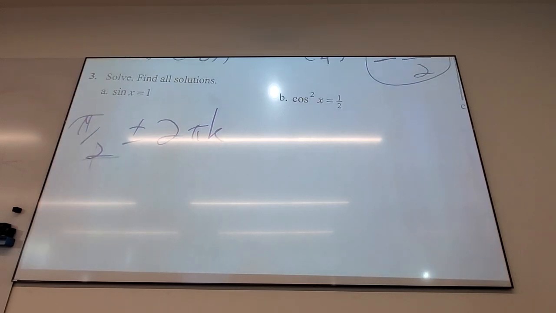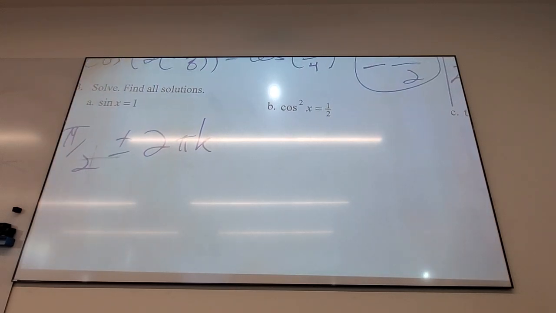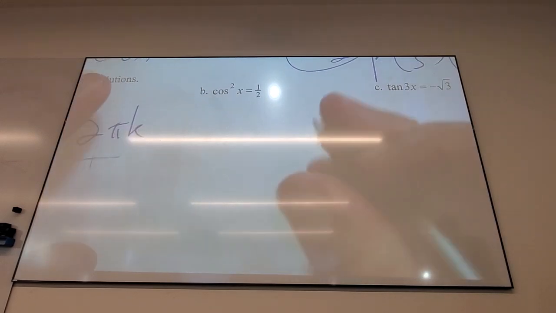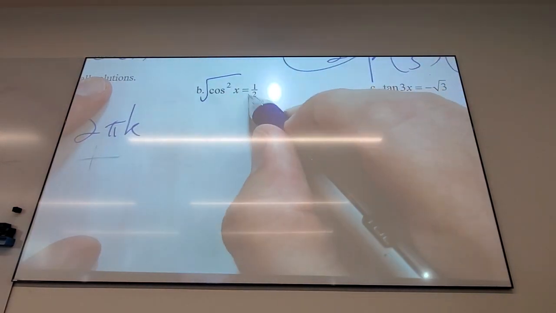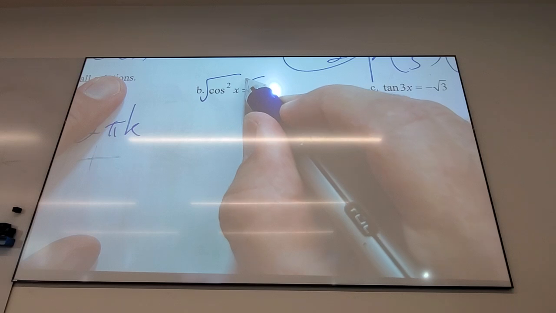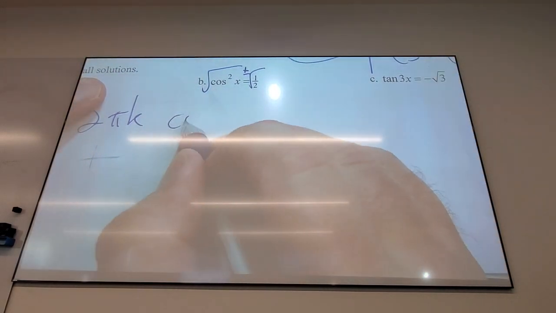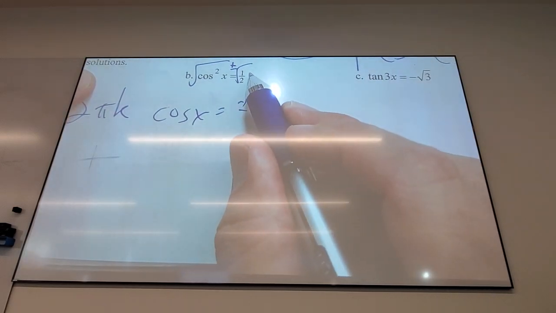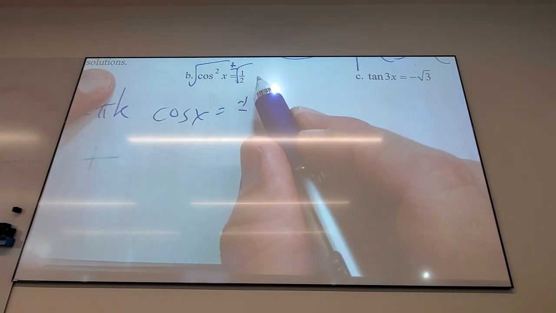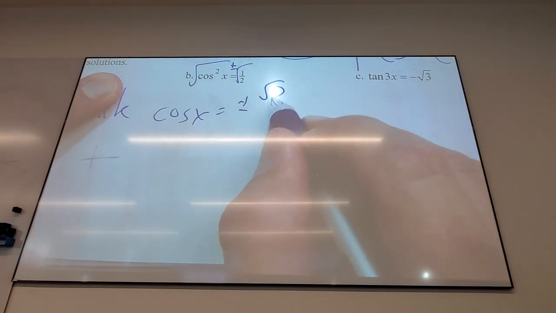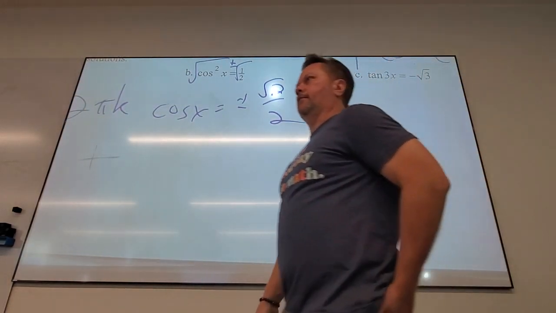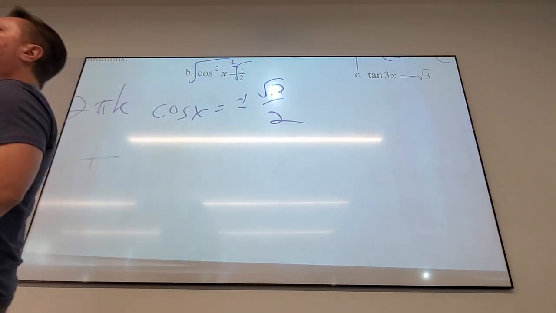Part B. What's the first thing I should do on part B? Square root. And when you take a square root, some of us are forgetting this: you must put plus or minus. So we get cosine x equals plus or minus, real quick, square root of 1 is 1 over square root of 2. 1 over square root of 2 would be square root of 2 over 2, just rationalizing that. Does that look like a familiar value? Yes.